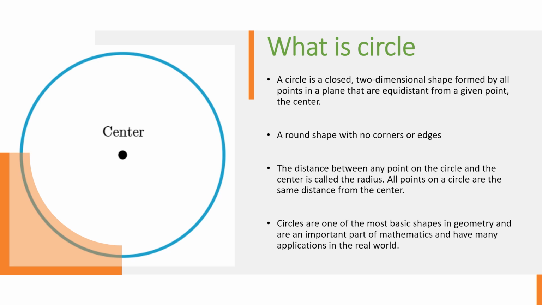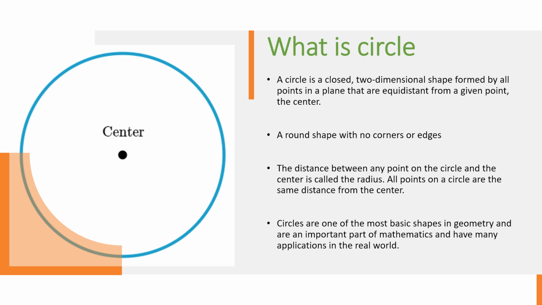A circle is a closed shape. Look at it here, there are no openings. It's a closed and two-dimensional shape. So look, there's no depth here, right? You can see two dimensions, not the depth here. So a circle is a closed two-dimensional shape. Okay, formed. How is it formed?